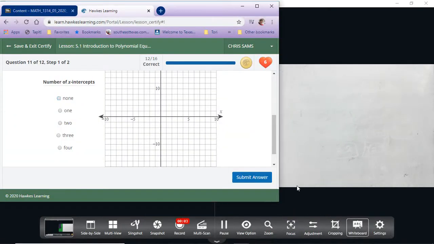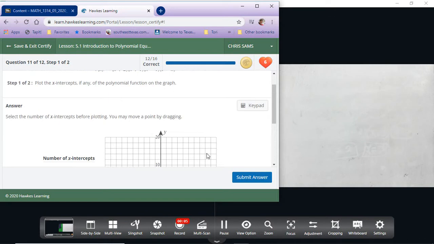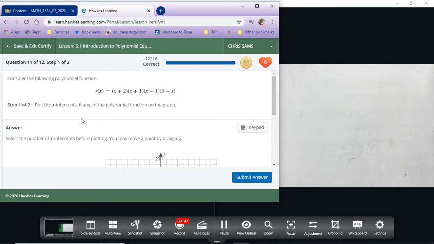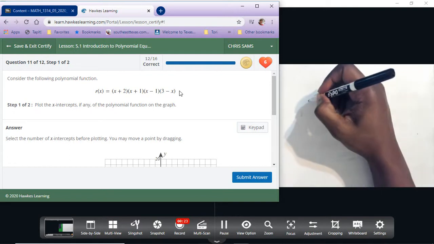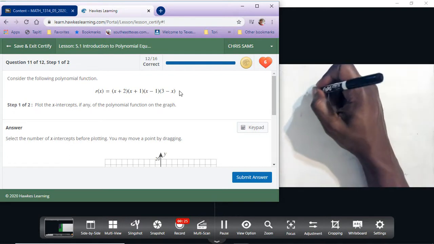Alright, number 11. Similar problem. We have two steps. We're going to plot the x-intercepts, and then we're going to graph this function. So notice we have 1, 2, 3, 4, and this is already in factored form. So all I need to do is take each of these terms and set them equal to 0 to solve it.